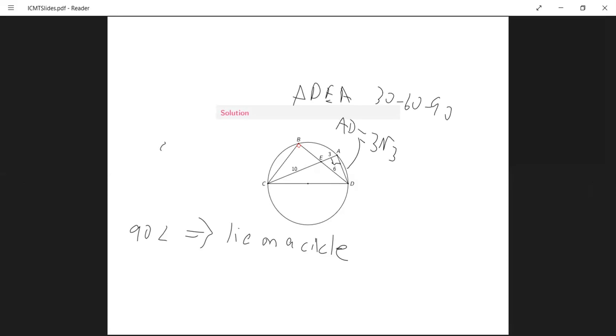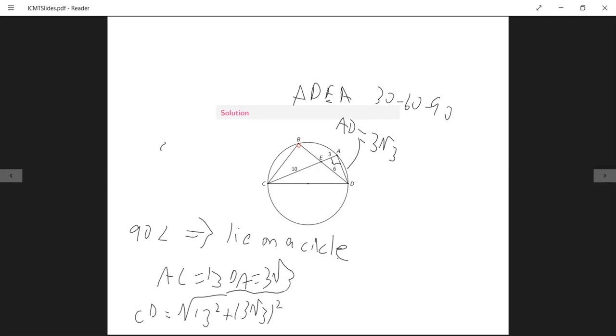So now we want to apply the Pythagorean theorem on triangle DAC. We have AC is equal to 13, DA is equal to 3 root 3. So now applying the Pythagorean theorem, we have CD is equal to the square root of 13 squared plus 3 root 3 squared, and this is just 14. So CD is equal to 14, and since CD is the diameter, the radius is just 7.